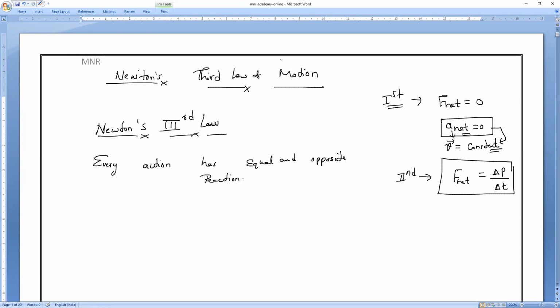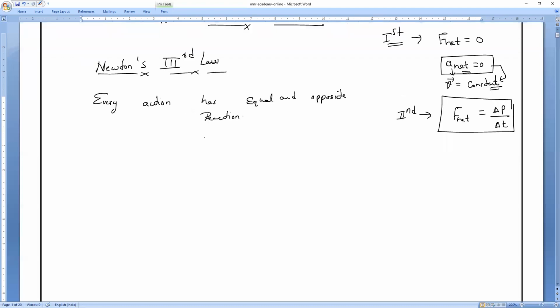But if you have attended my classes from class 9th, you might know many points that I'm going to teach you now. We can write this in the form: action is equal to minus reaction. Opposite is indicated by minus. So this is what we say is Newton's third law. Remember, action and reaction is exactly what Newton's third law means.